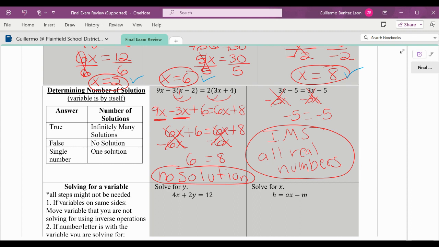And those are the three cases. A true statement is like negative 5 equals negative 5. A false statement is like 6 equals 8. And then a single number means you're going to see x equals 2. That's one solution. Those are the three types of answers we can get.